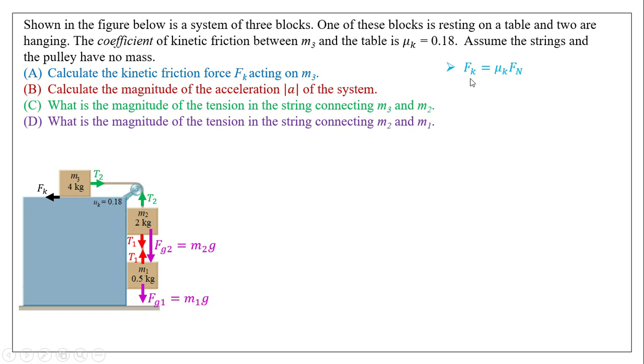Other than that, let's go ahead and crack out part A to find the kinetic frictional force F of K. We can just use this particular function. The frictional force is the coefficient times the normal force. But here, the only box that experiences friction is M3, which is resting on the surface.